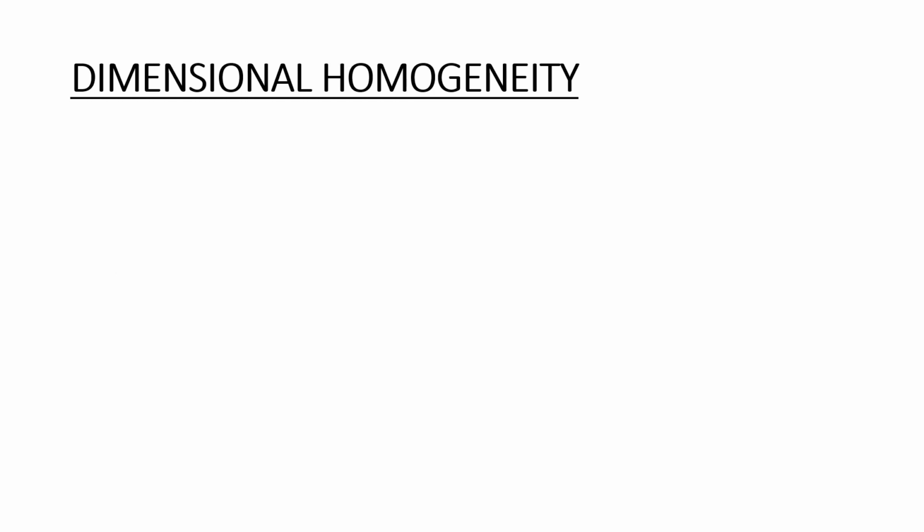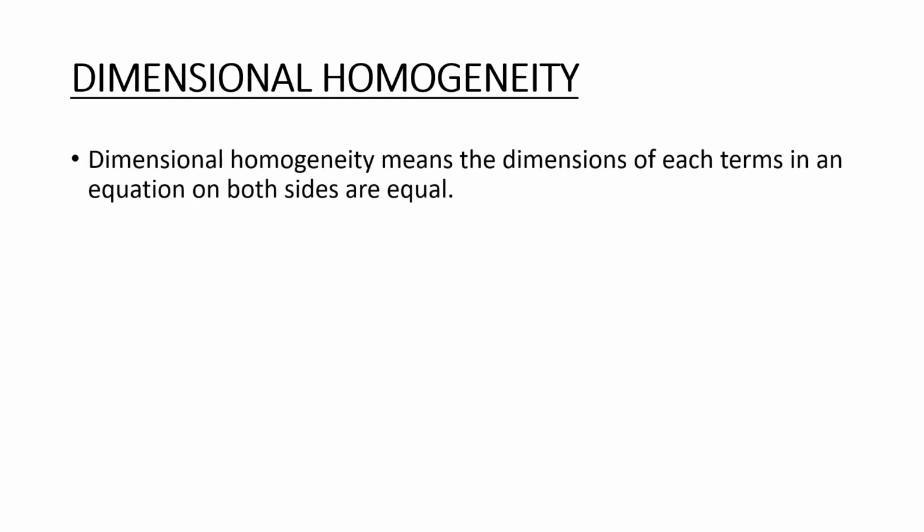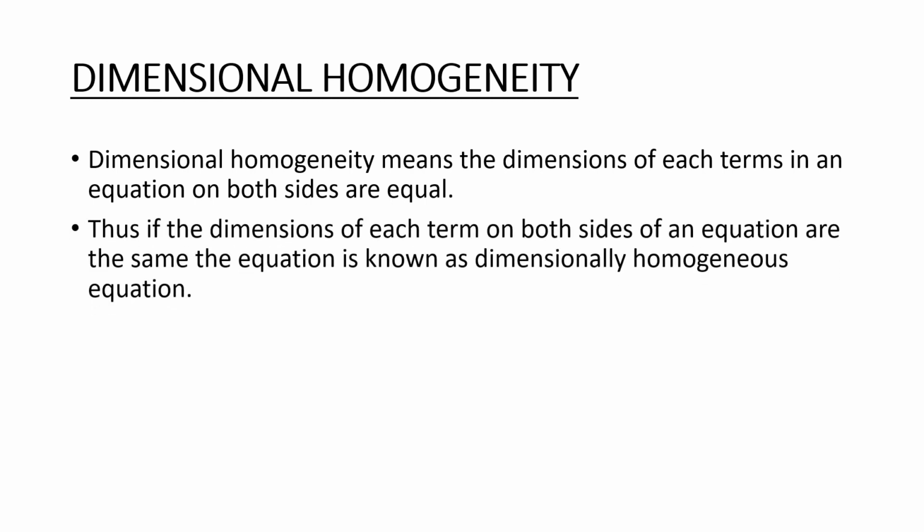So what do you mean by dimensional homogeneity? It means that the dimensions of each term in an equation on both sides are equal. If you write out an equation, the dimensions of the quantity on the left hand side should be equal to the dimensions of the quantities on the right hand side. If the dimensions of each term on both sides of the equation are the same, the equation is called a dimensionally homogeneous equation. We make use of this idea in dimensional analysis to establish the relationship between the variables.